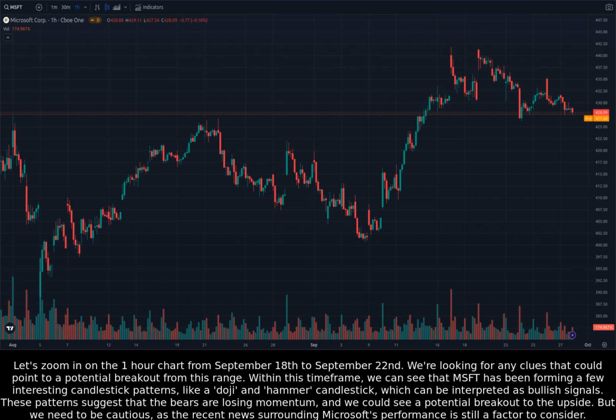Let's zoom in on the 1-hour chart from September 18th to September 22nd. We're looking for any clues that could point to a potential breakout from this range. Within this time frame, we can see that Microsoft has been forming a few interesting candlestick patterns, like a doji and hammer candlestick, which can be interpreted as bullish signals. These patterns suggest that the bears are losing momentum, and we could see a potential breakout to the upside. But we need to be cautious, as the recent news surrounding Microsoft's performance is still a factor to consider.